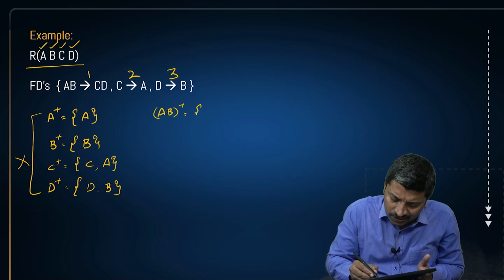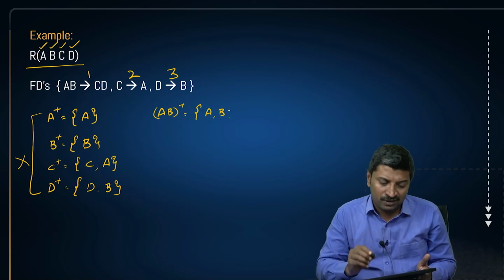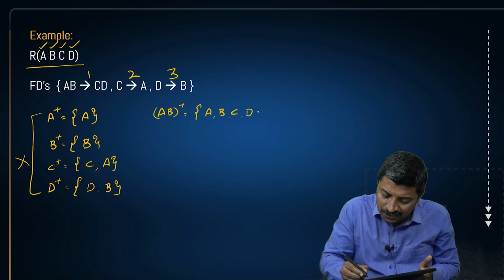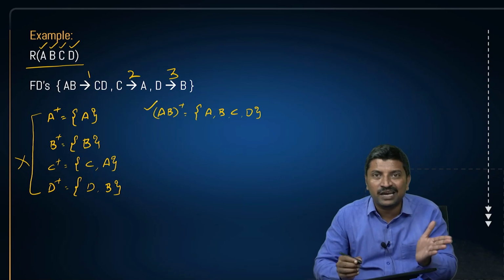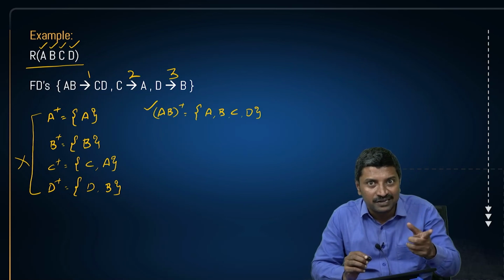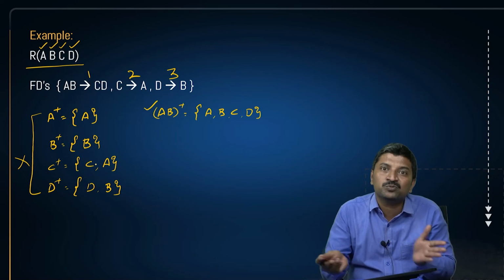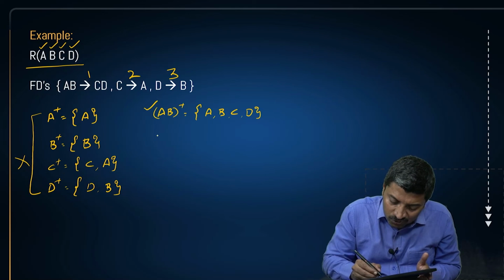What is AB plus, sir? Trivially we have this time 2 attributes, A and B. What about next, sir? By the first functional dependency I can find C and D. Fine. So this is a key as well as a candidate key. Why candidate key, sir? A is not a key as well as B is not a key. That means both are compulsory for the key property.